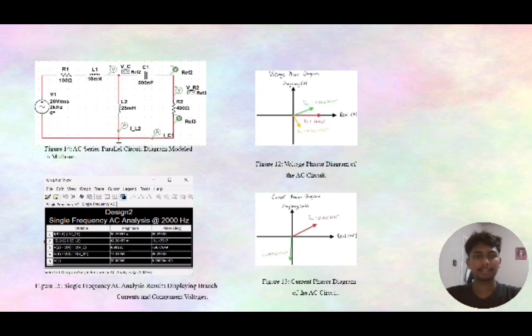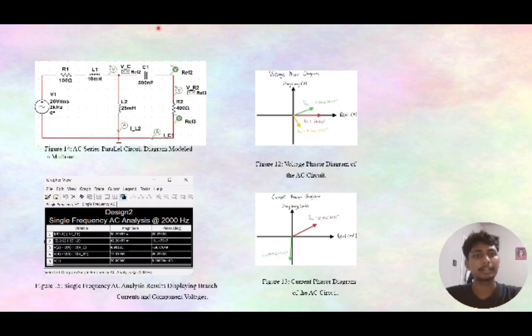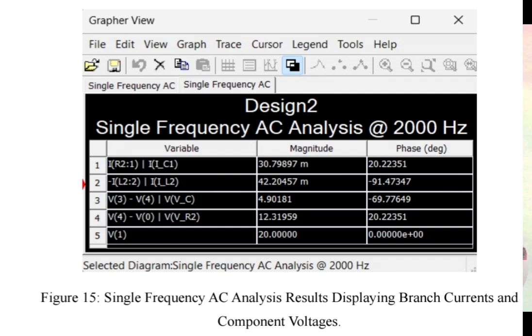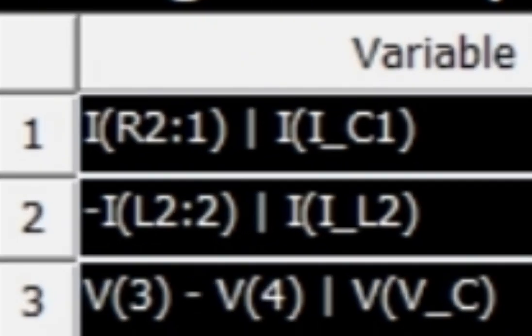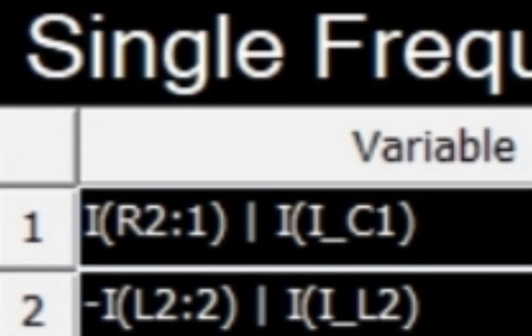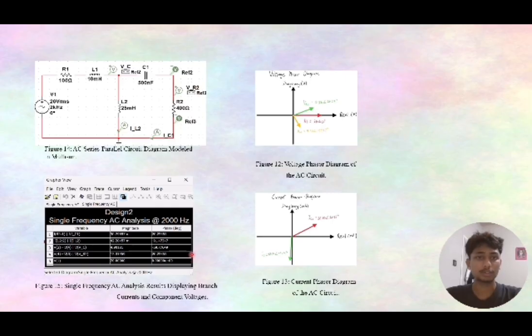Hello everyone, my name is Harry Rickson and I will be explaining the AC simulation and the phasor diagram. After completing our manual AC calculations, we recreated the circuit in Multisim as we can see here. Then we performed a single frequency AC analysis at 2000 Hz to obtain the branch currents and component voltages. The analysis shows values such as the current through the inductor IL2, the current through the capacitor branch IC1, and the voltages across the capacitor and the resistor. These values closely match our manual calculations.